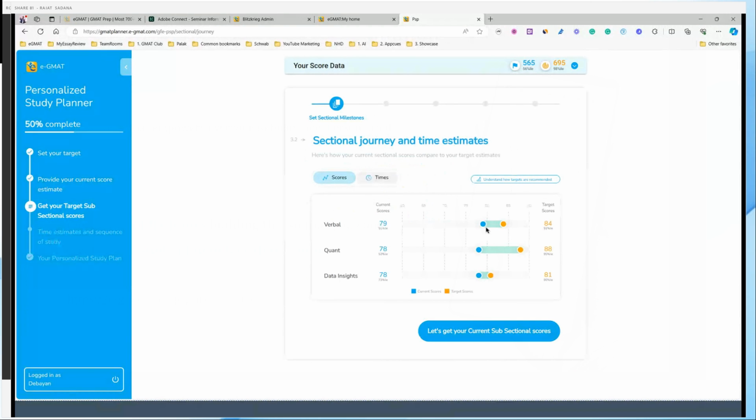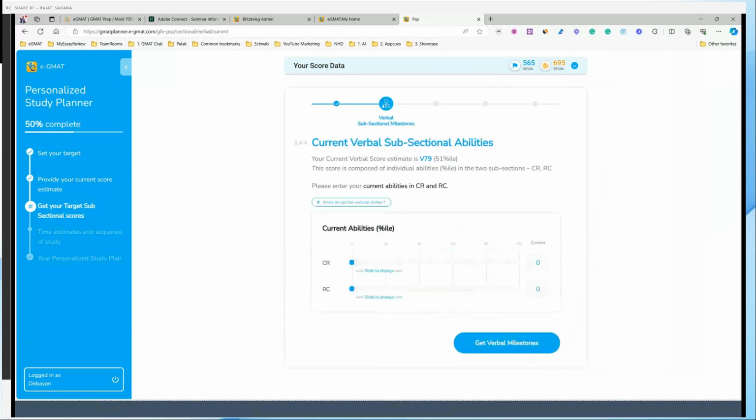And then it'll create a journey where it says, okay, how much time do you need in verbal, quant, and DI? It'll tell the number of hours that you need in each one of these, and what scores are you aiming for? What kind of improvement are you looking at in this case? Now it'll look at your subsectional scores. So let's say your verbal ability is 51, your CR ability is 51, your RC ability is 48.